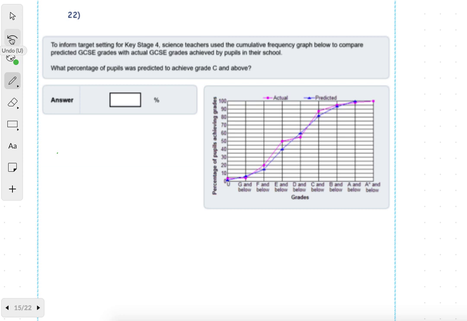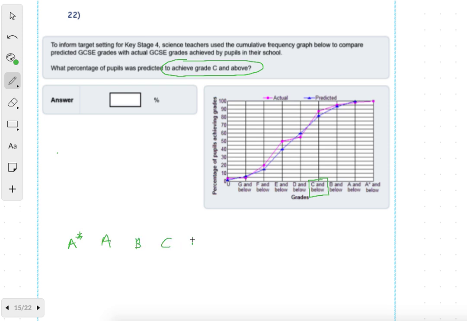The bit that confuses people is that on the graph it's saying things like C and below, B and below, and the question wants us to find out how many people achieved a grade C and above. So there's a different word in there, it's C and above. What most people will do is go to this value here and look it up, and it's definitely the wrong thing to do. The best way for me to show you that is literally to just write out the grades in a little list. So just bear with me while I do that.